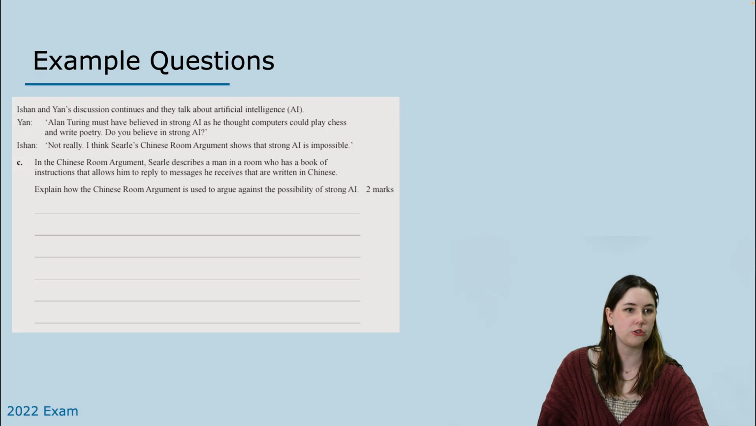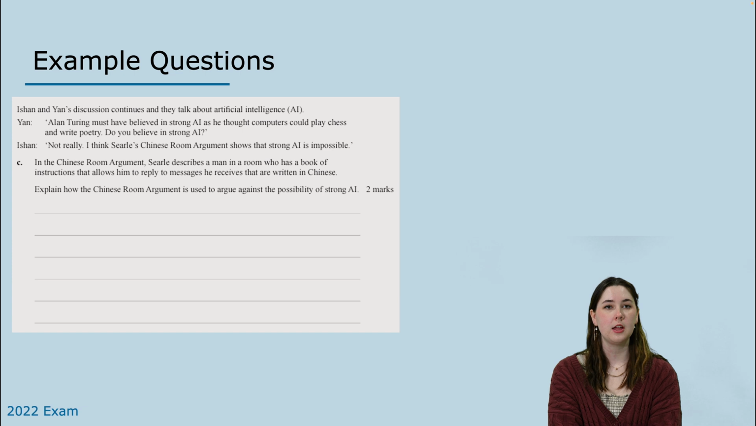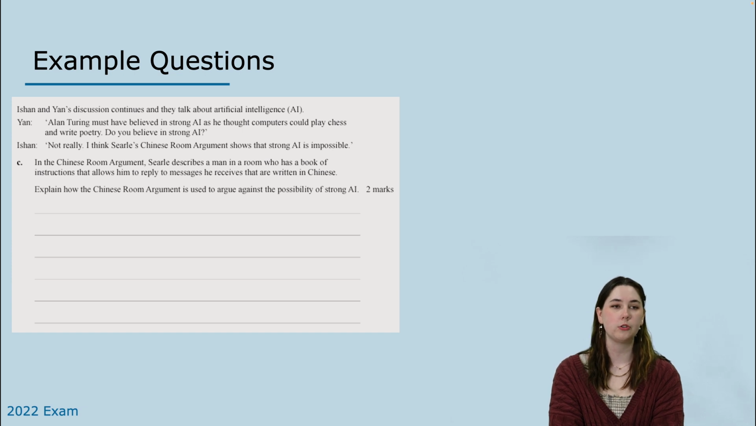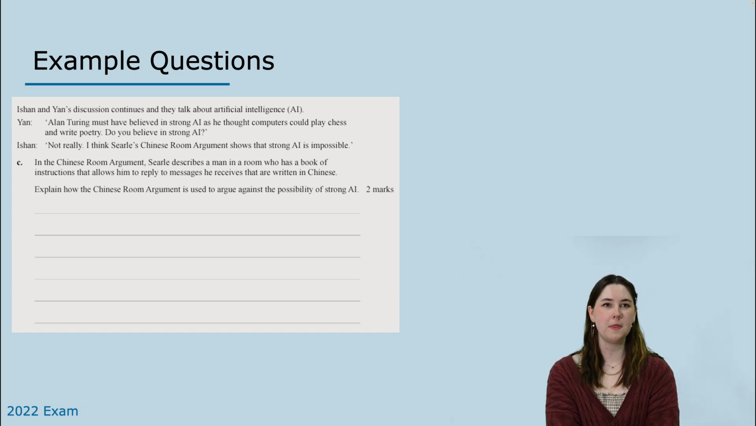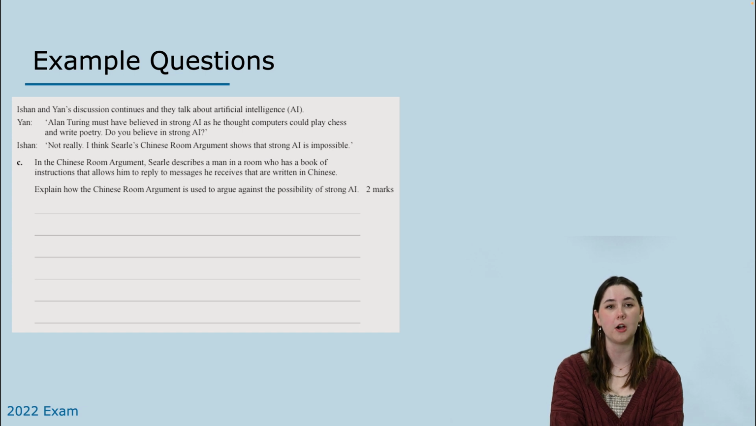So, this question was from the 2022 exam, and this is a very common style of question that you might be asked. It'll be two people arguing about John Searle's Chinese room thought experiment, or his Chinese room argument. And this one says, describe how the Chinese room argument is used to argue against the possibility of strong AI.